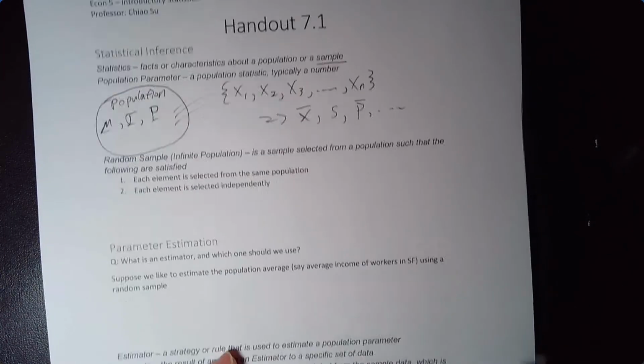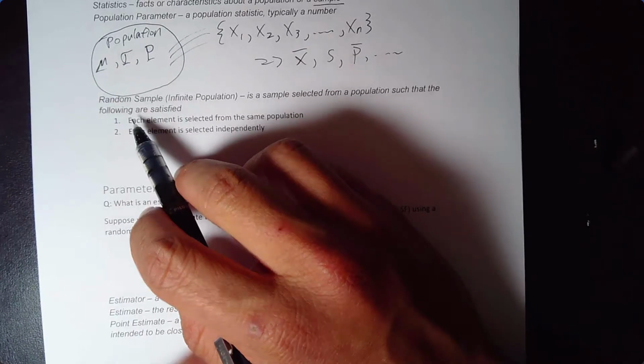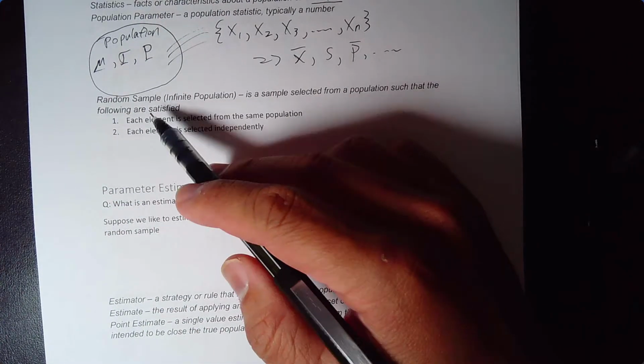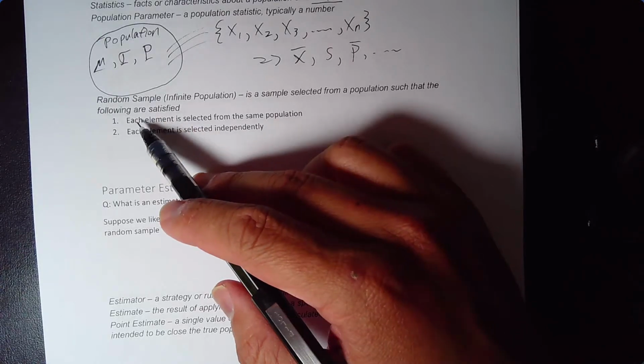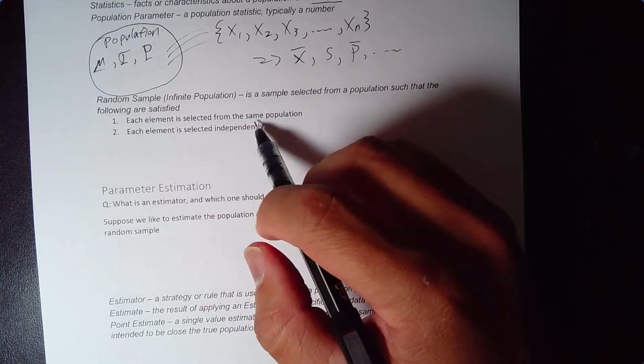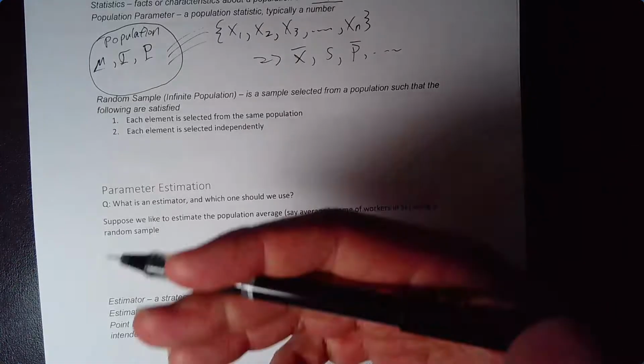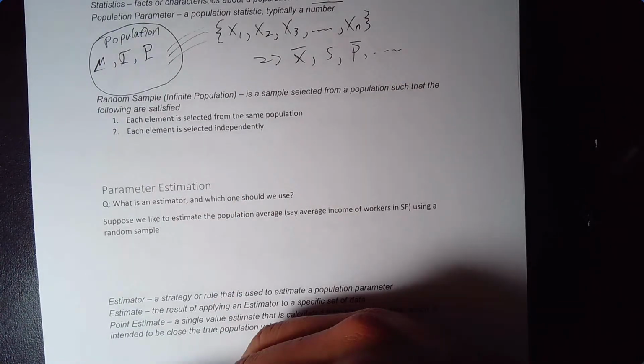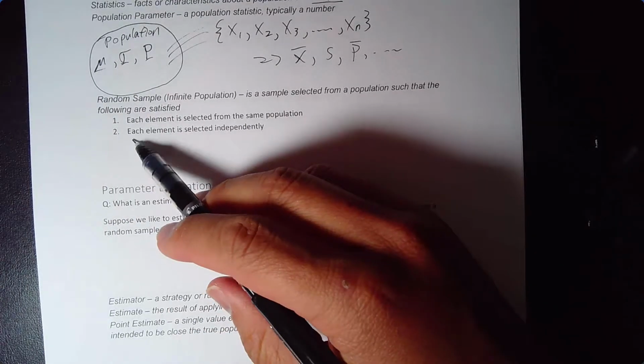The sample that we do select has to be random. Now, what does random mean? Random has to satisfy these two conditions. One, each element is selected from the same population. So if we're talking about income of people in San Francisco, then every person we select has to be from San Francisco. Second, each element is selected independently.